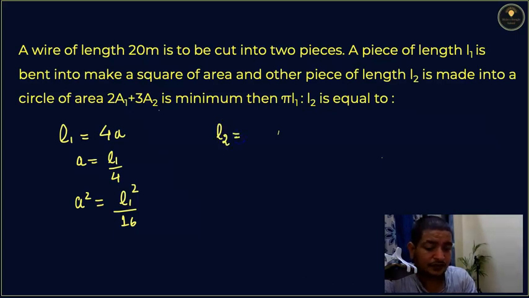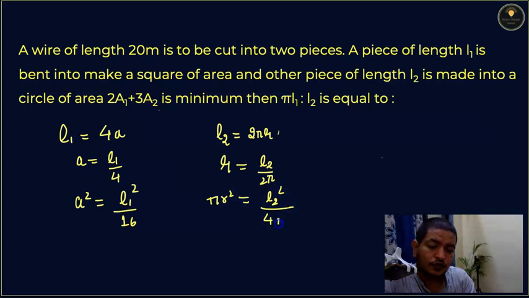Next is L2. I can write the circumference of the circle as 2 pi r. If I want to find the value of r, I will write L2 by 2 pi. Now, if I want to find the area of the circle, I will write pi r square, which is equal to L2 square by 4 pi. Here we are finding the area of the square, and here the area of the circle.